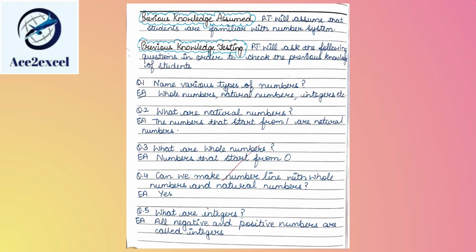Talking about expected behavioral outcomes, we'll start talking about previous knowledge assumed. Because we are talking about rational numbers, we'll assume that the students are familiar with the number system. To check their knowledge, we'll ask some questions based upon the number system, like what are various types of numbers, what are natural numbers, what are whole numbers, how can we make numbers on a number line, what are integers, the basic questions which are associated with the number system.